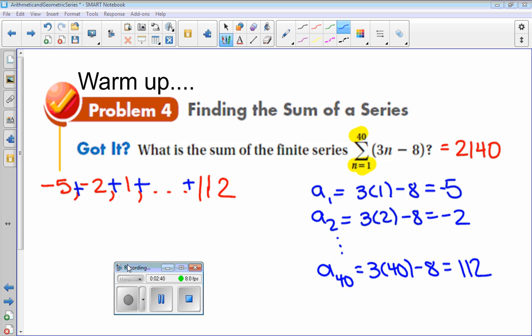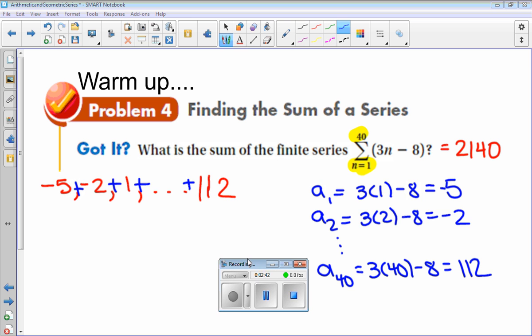Okay. Well, what kind of a sequence is this? Or what kind of a series is this? And since we are talking about series, we're adding these numbers. What kind of a series is it? Arithmetic or geometric? Arithmetic. What is the common difference? What am I adding or subtracting to get to the next term? 3. Okay? So I know that it's arithmetic. And I know that D is 3.